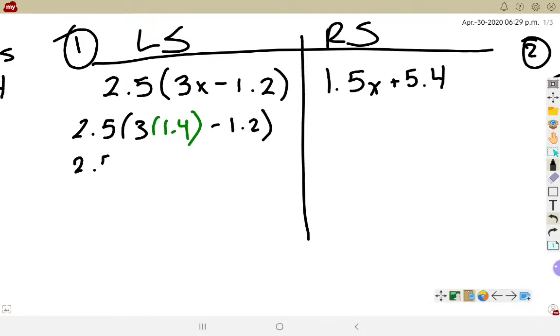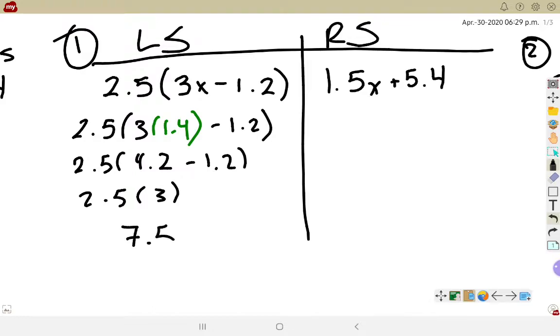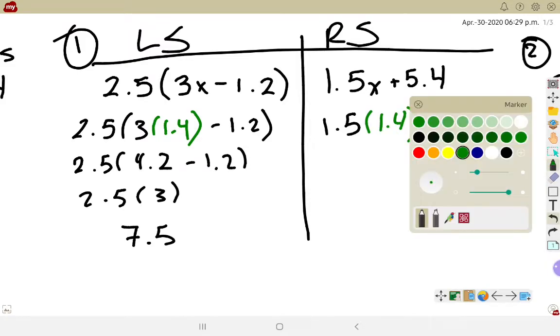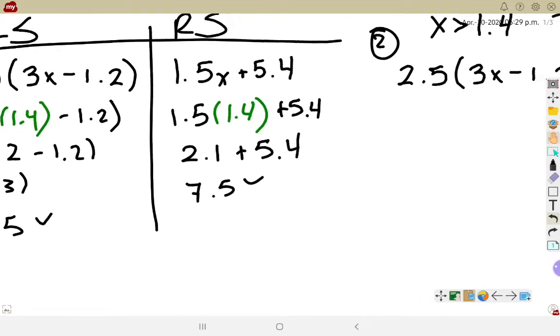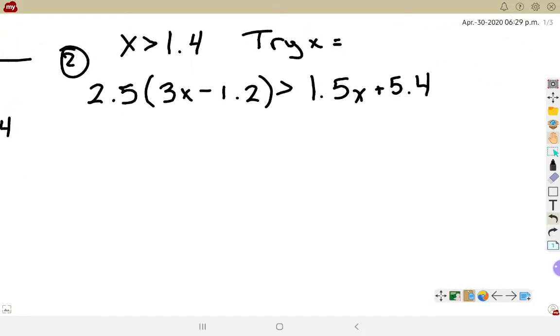So 3 times 1.4 gives us 4.2, and 4.2 minus 1.2 gives us 3, and 2.5 times 3 is 7.5. On the right hand side, 1.5, instead of x, we're going to put in the 1.4, and then we are adding the 5.4 after. 1.5 times 1.4 is 2.1, and 2.1 plus 5.4 is 7.5. So we do have the same thing on both sides when we substitute the boundary point back in as if it was an equation.